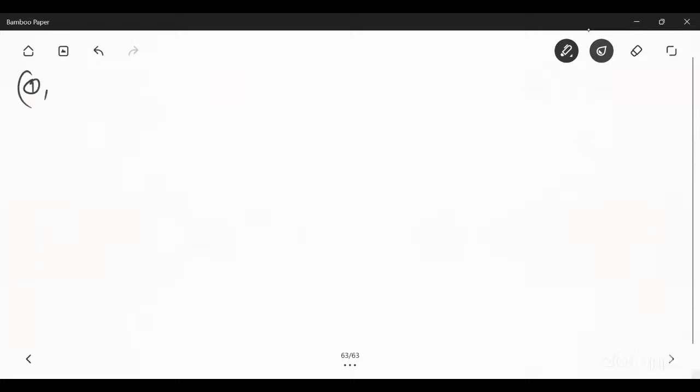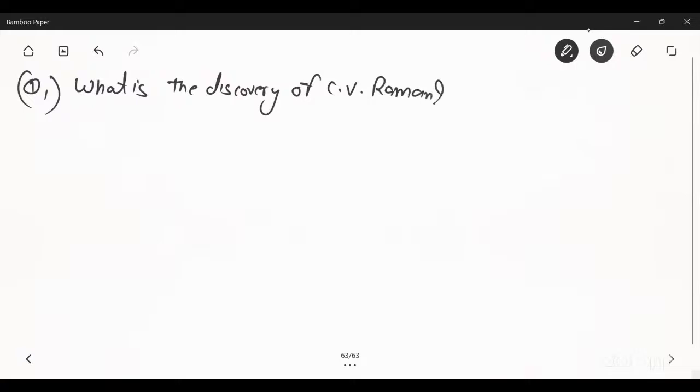So the first question of your first chapter is, what is the discovery of CV Raman? The discovery of CV Raman is the inelastic scattering of light by molecules.